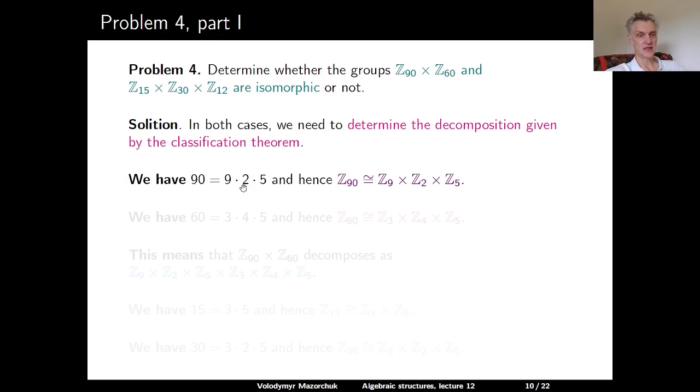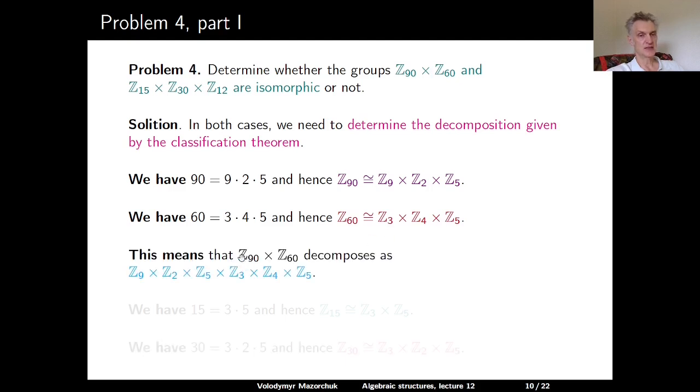So 90 is 9 times 2 times 5, and so Z90 is Z9 times Z2 times Z5. Next, 60 is 3 times 4 times 5, and so Z60 is Z3 times Z4 times Z5. So this means that Z90 times Z60 has the following decomposition: Z9 times Z2 times Z5 comes from here, times Z3 times Z4 times Z5 comes from here.